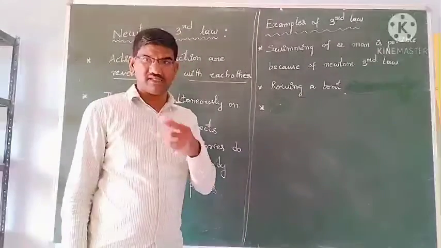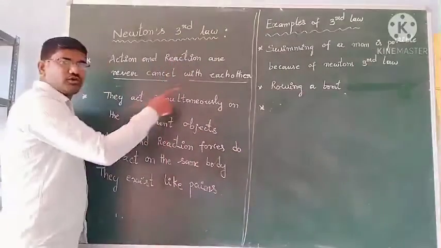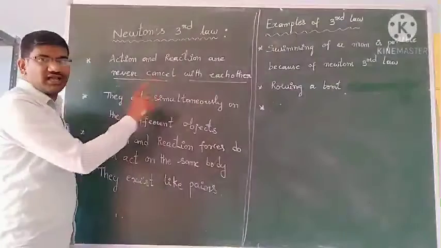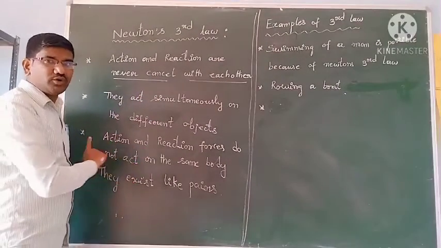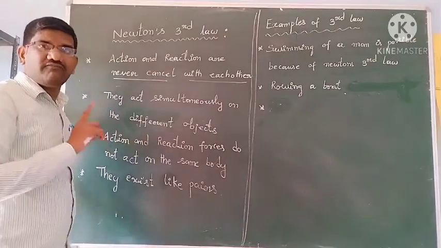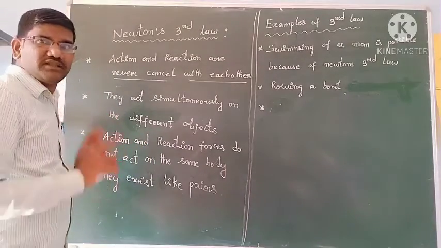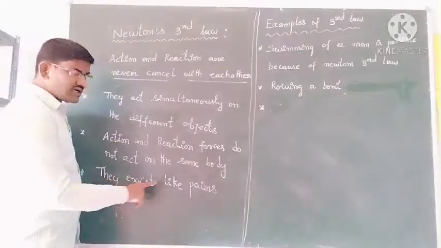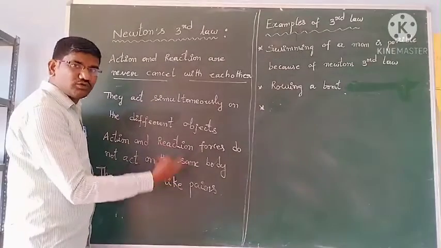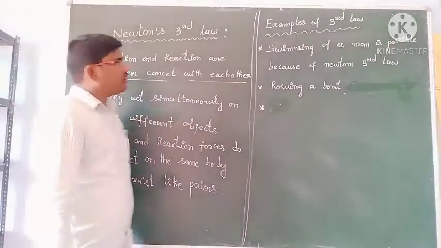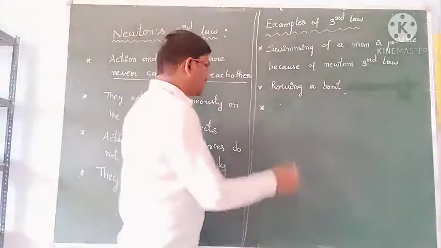Okay, please understand this, students. In the rowing of the boat or the swimming, they do not cancel each other, and they do not act on the same body. They never cancel with each other. They exist like pairs, and action is equal to reaction force, you are writing. Okay, and motion of the rocket.